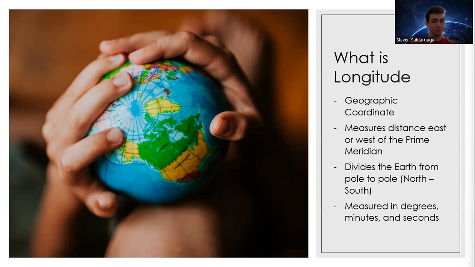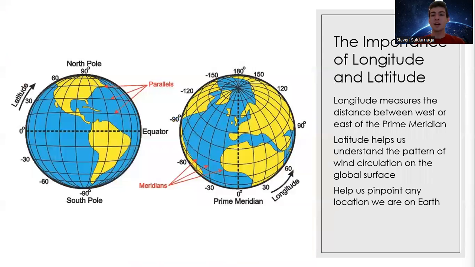Additionally, lines of longitude are imaginary lines that run pole to pole, meaning north to south, North Pole to South Pole, dividing the world into this sort of graph, all of which is measured in degrees, minutes, and seconds. Now, why is longitude important? As a recap, it measures the distance west or east of the prime meridian.